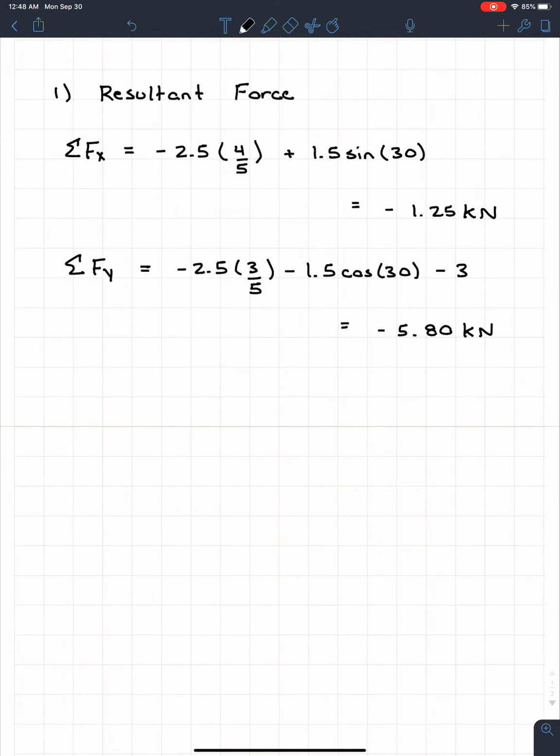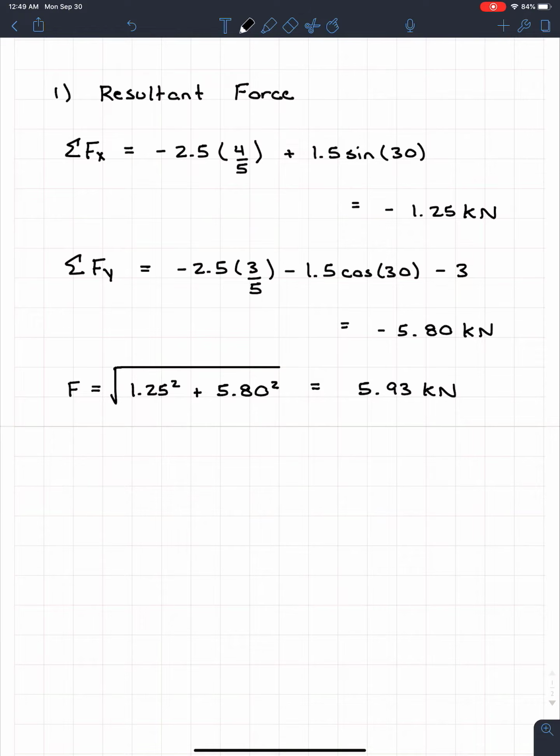So we know that we can actually find that resultant force just through simple trig. The magnitude of the resultant force will be the square root of 1.25 squared, the x component, plus 5.80 squared, the y component. When I throw all of that in, I get 5.93 kilonewtons. So that's the magnitude of that force.